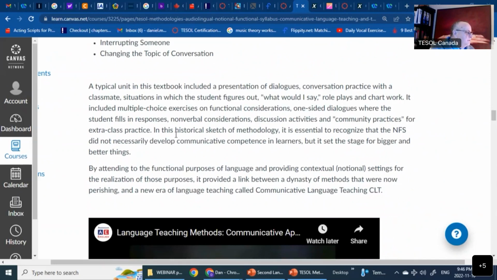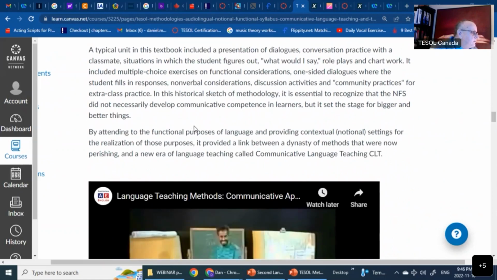So I'll let you read the rest of that material on your own on the Canvas platform, because I want to move on to communicative language teaching. By attending to the functional purposes of language and providing contextual or notional settings for the realization of those purposes, it provided a link between a dynasty of methods that were now perishing and a new era of language teaching called communicative language teaching, CLT.